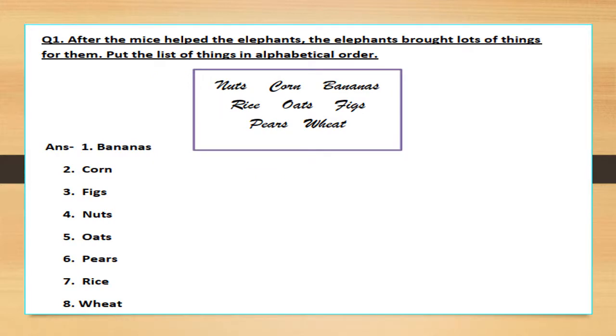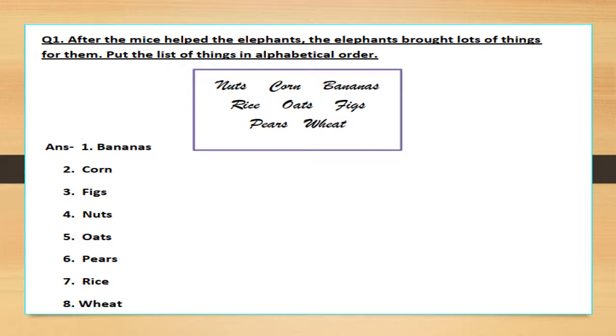So children, after the mice helped the elephants, the elephants brought lot of things for them. So put the list of things in alphabetical order. So here we have option nuts, corn, bananas, rice, oats, figs, pears, wheat. So children, write down all these words in correct alphabetical order.